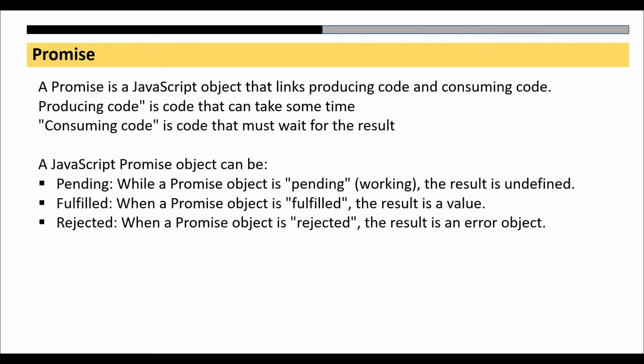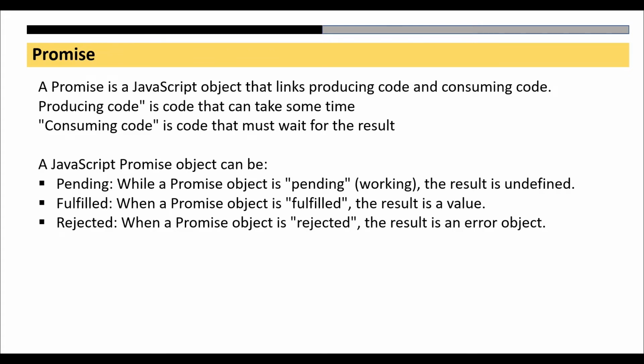Now, promise is a very important topic which was introduced in ES6, but we are doing it here so that you will understand callbacks and then promises. Now, a promise is a JavaScript object that links producing code and consuming code. What will happen in this? There will be one code which is going to take time to execute, and there will be one code which is going to take time to consume the result. All your API calls, everything is going to happen through this promise object.